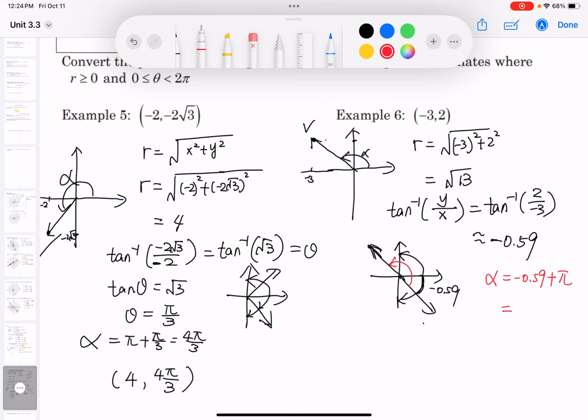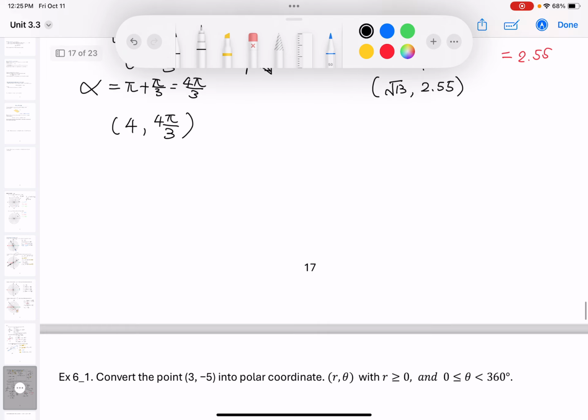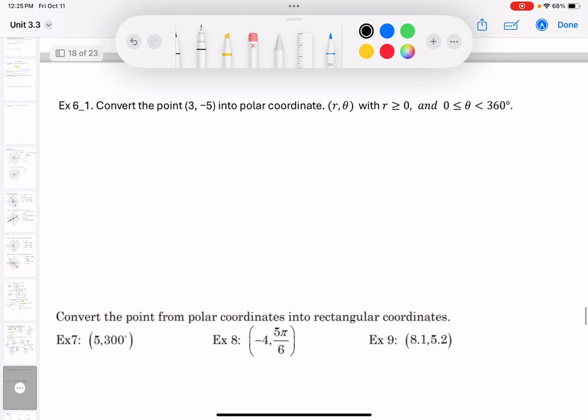So pi is equal to 3.1415 something. Add them together, we have positive 2.55. So the point in the polar coordinate system is square root of 13, 2.55, which is the angle in radian measure. And later maybe we have the angle in degree measure, and this one is in degree measure. Okay, let's read the question here.